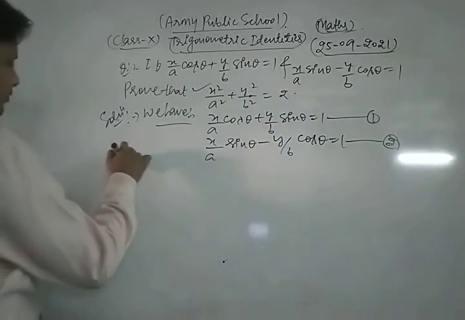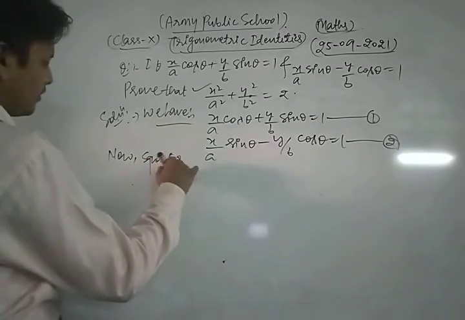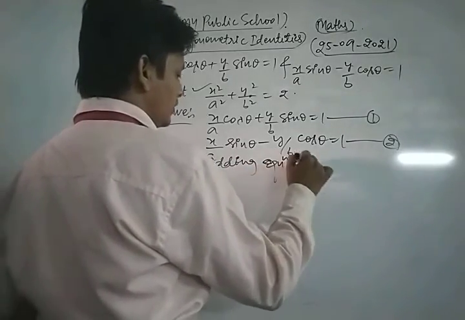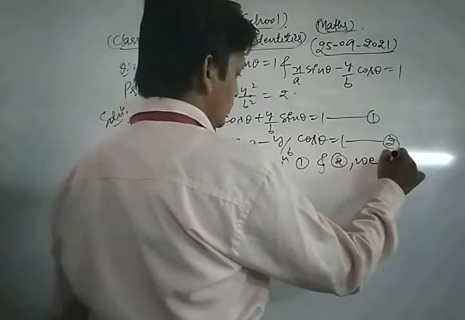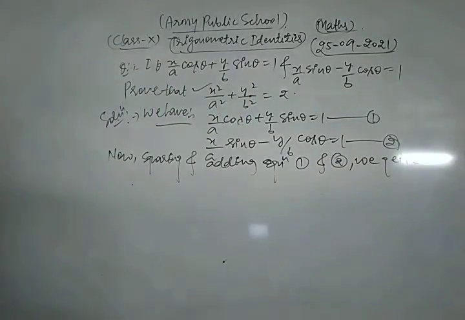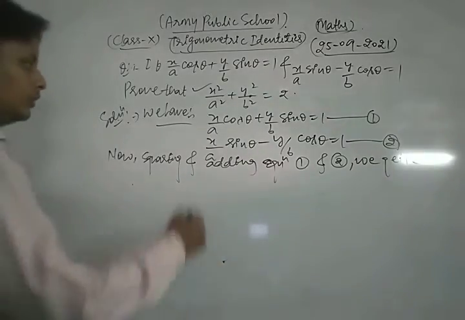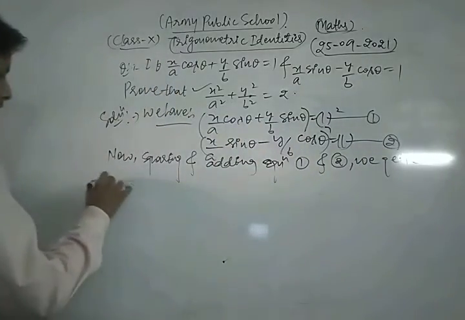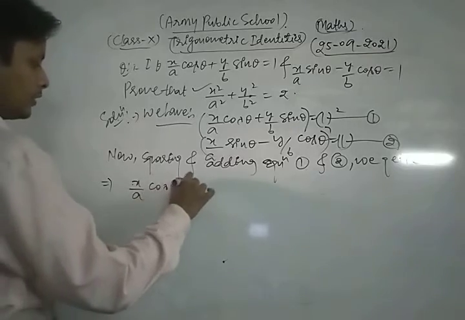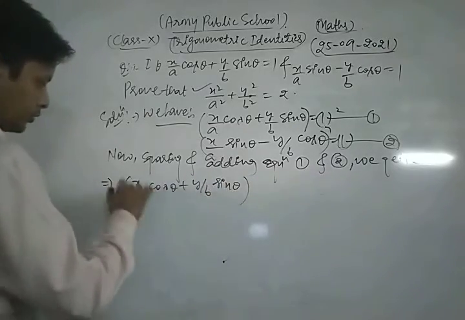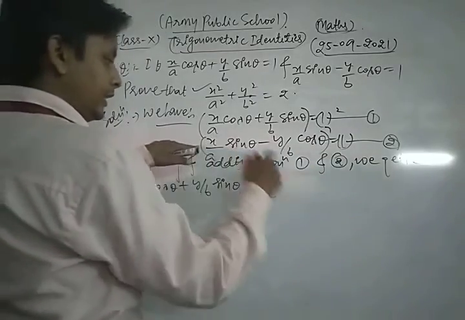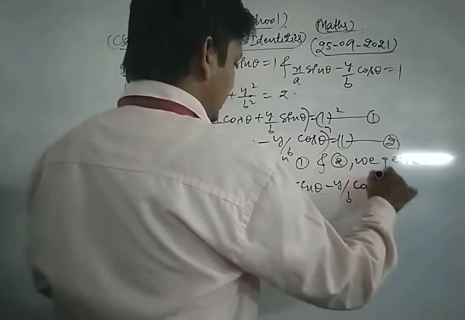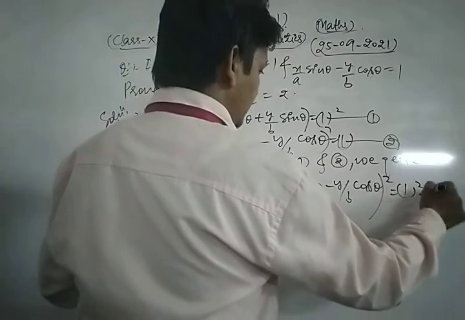So now, squaring and adding equation 1 and 2, we get, look, the left and right sides. So we can write (x upon a cos theta plus y upon b sin theta) whole square plus the left side of the second equation, (x upon a sin theta minus y upon b cos theta) whole square is equal to 1 square plus 1 square.